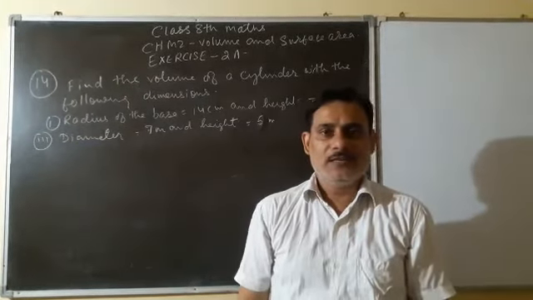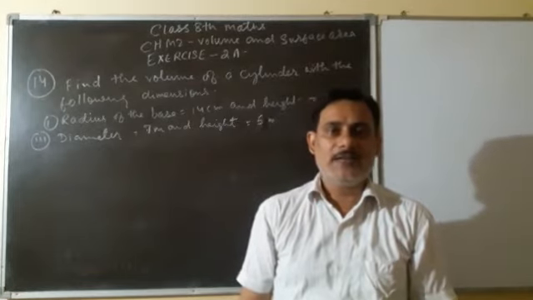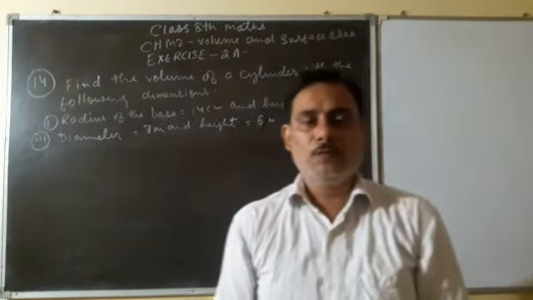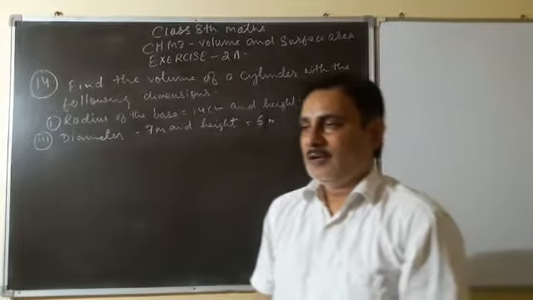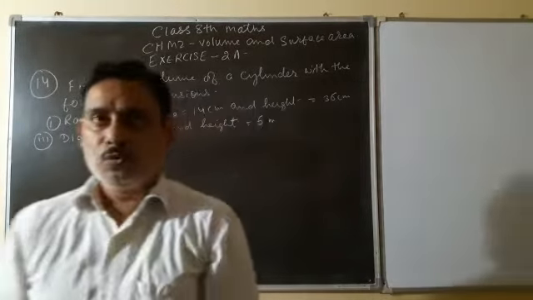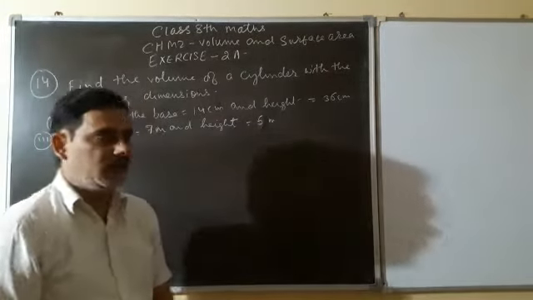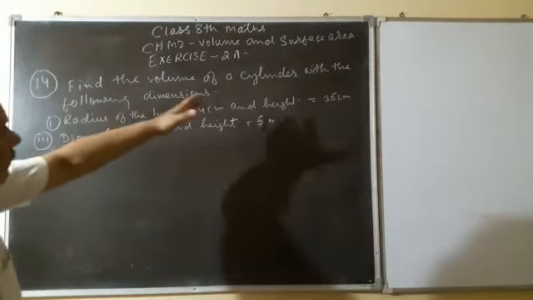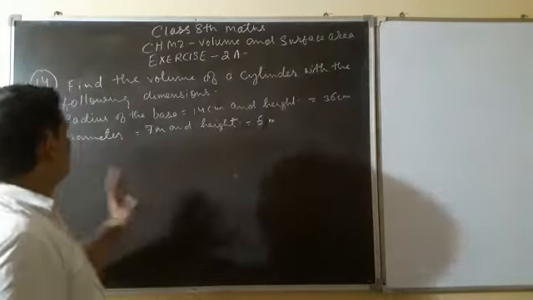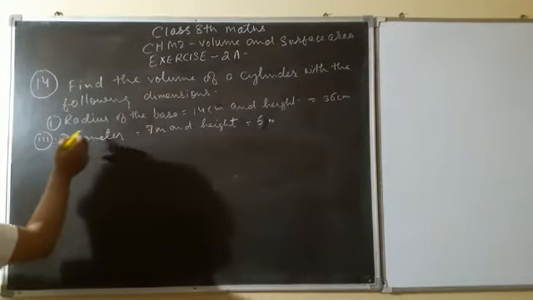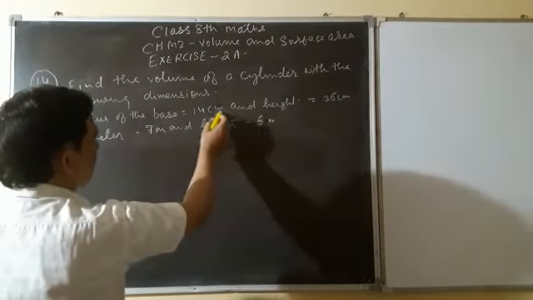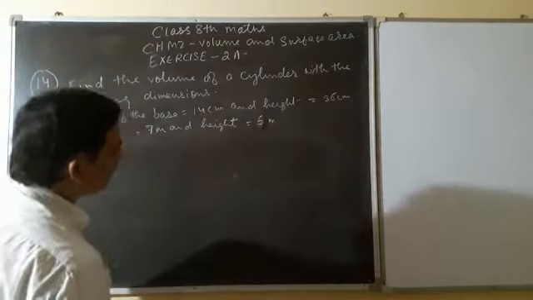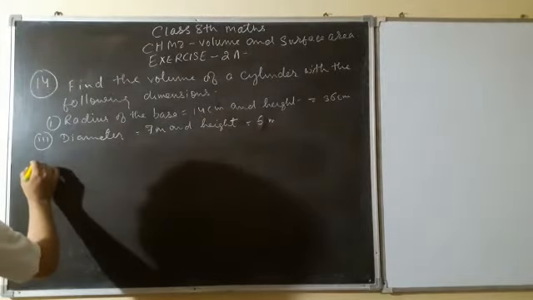Dear students, in the previous class we had started chapter M2, Volume and Surface Area, Exercise 2A, till question number 13. Now we are going to start question number 14. Here is the question: find the volume of a cylinder with the following dimensions. First part is given: radius of the base is 14 centimeter and height is 36 centimeter. So let us find out its volume.